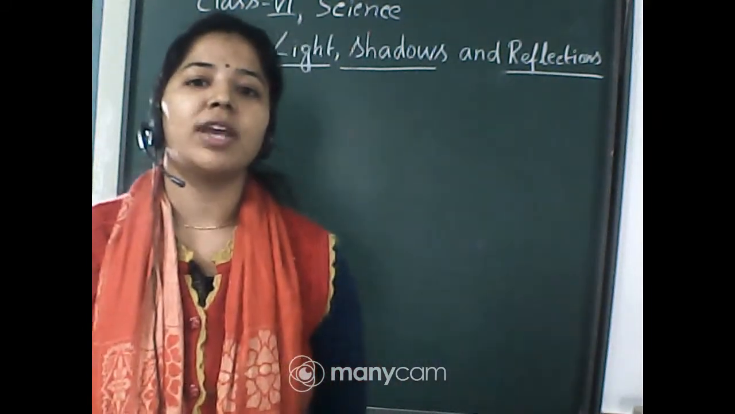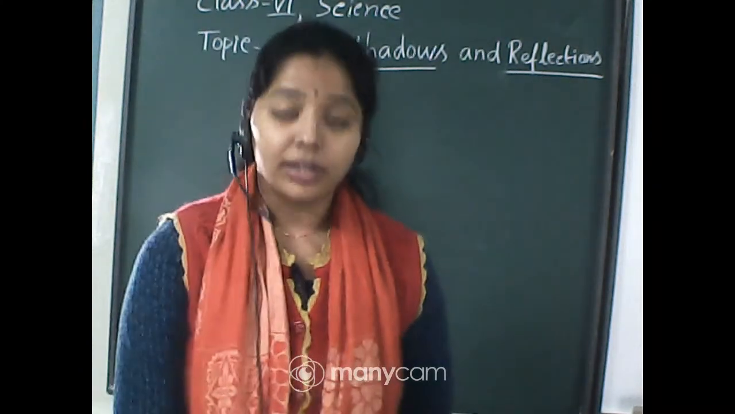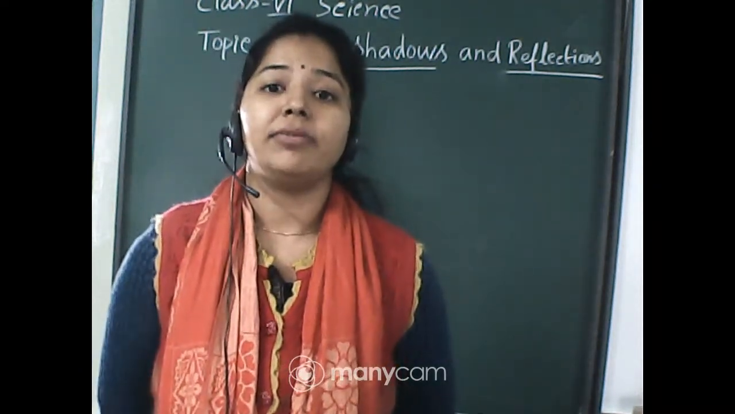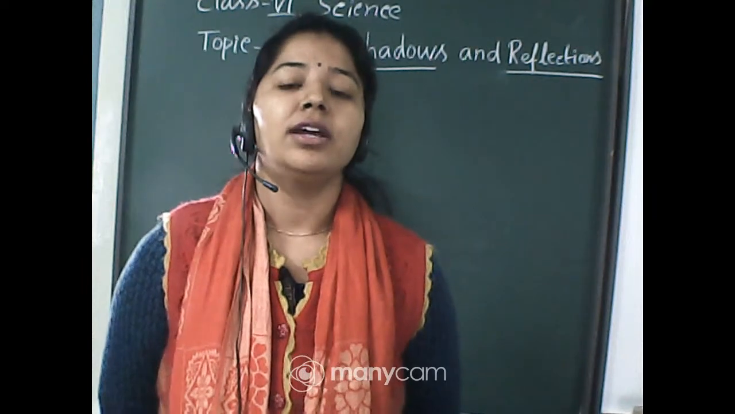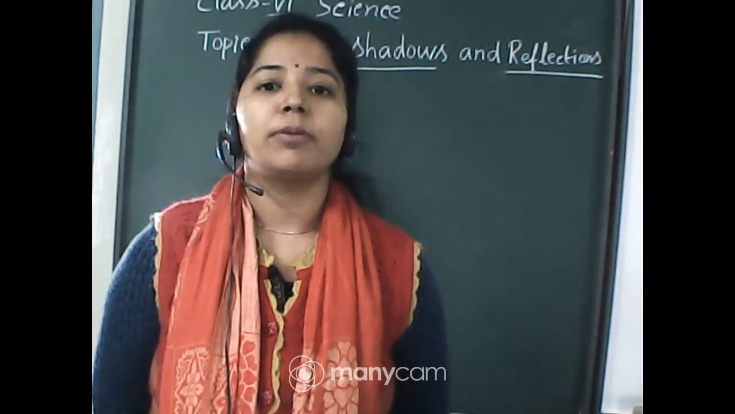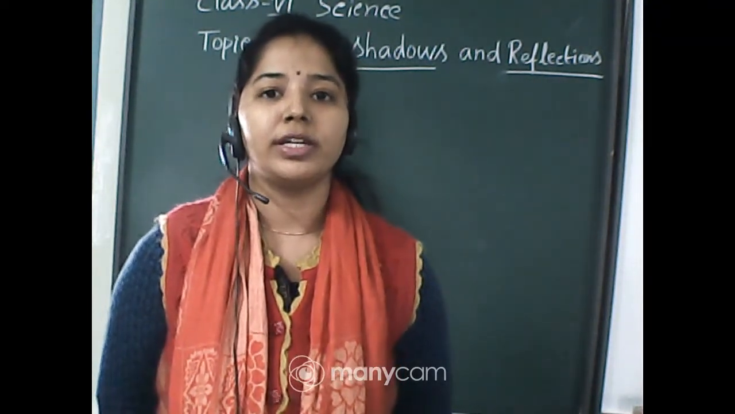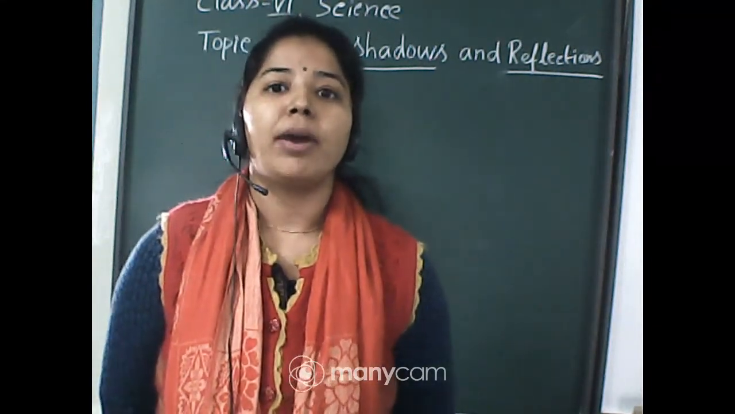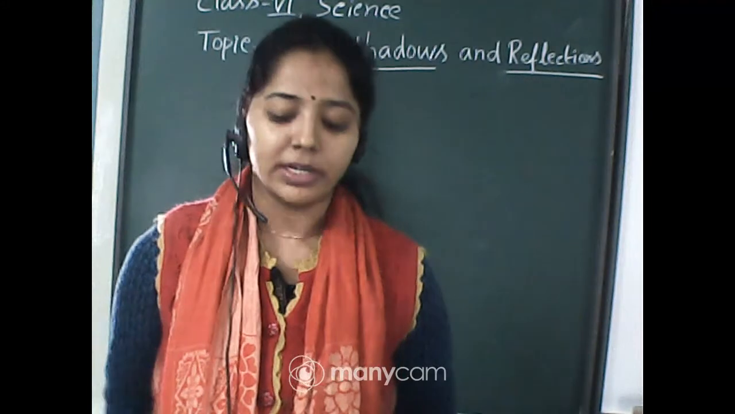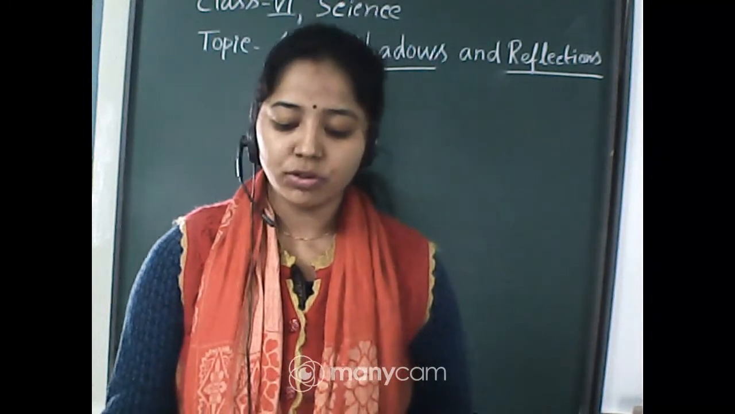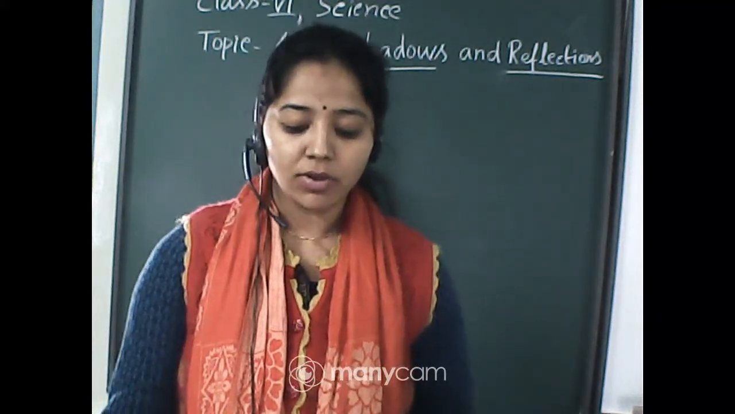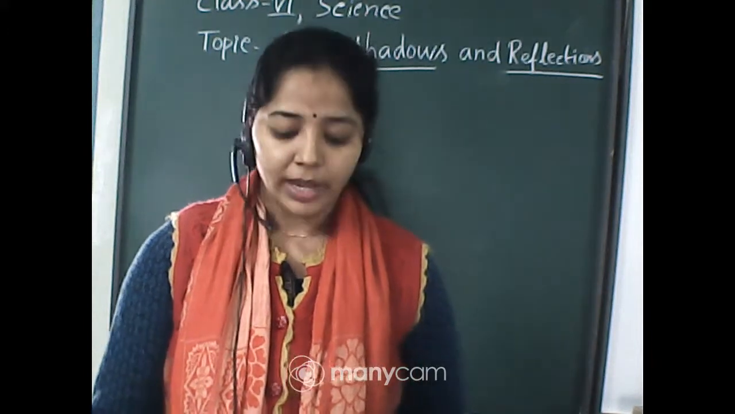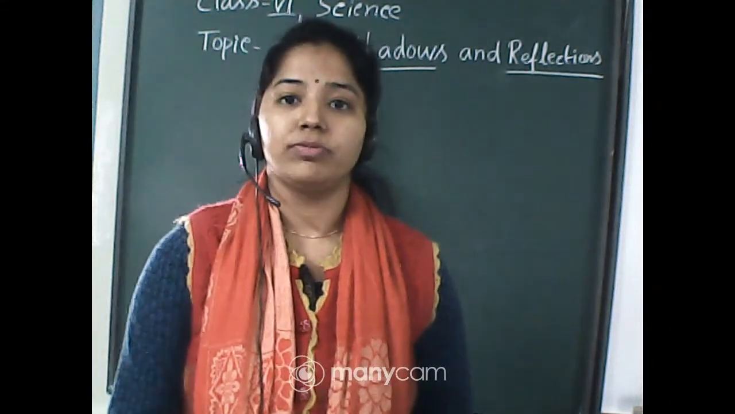In previous class, we have started the chapter light, shadow and reflection. And there we have learned what are the different types of objects on the basis of light passing through it: transparent, translucent, opaque. Then also we have learned about luminous, non-luminous objects. And we have also learned how shadow is formed and what exactly are shadows.